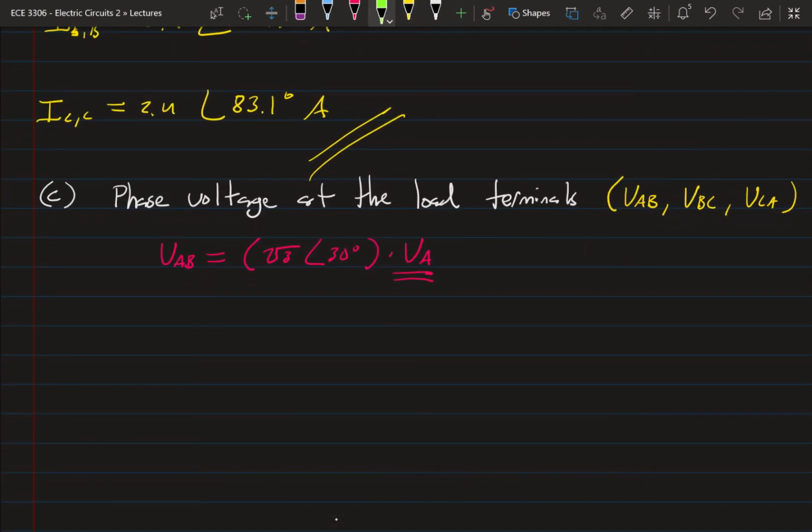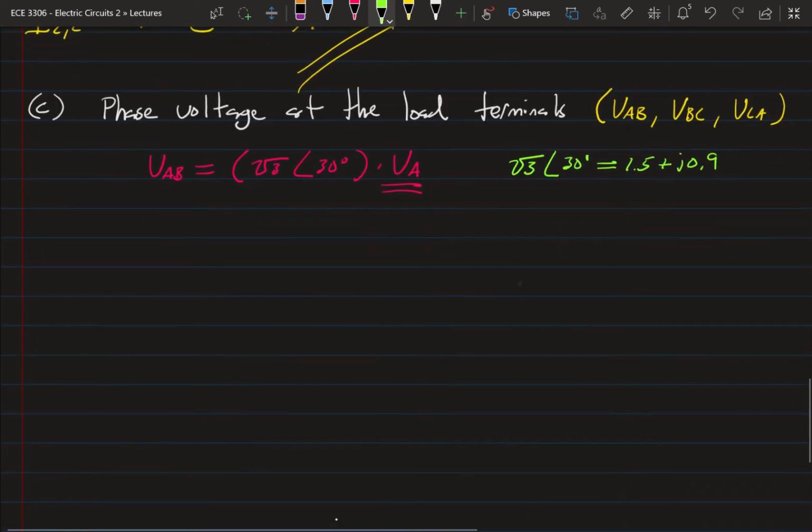So real quick, first, let's go ahead and figure out what this square root of 3 at 30 degrees is in rectangular form. If you solve it, you get 1.5 plus j0.9. Now, if you watched the previous video or are following along in the textbook, this is like 0.87. Just to keep things simple, I rounded up to 0.9. But that means our final answer is going to diverge from the textbook solution just a hair. Don't let that freak you out. We're still doing everything correctly.